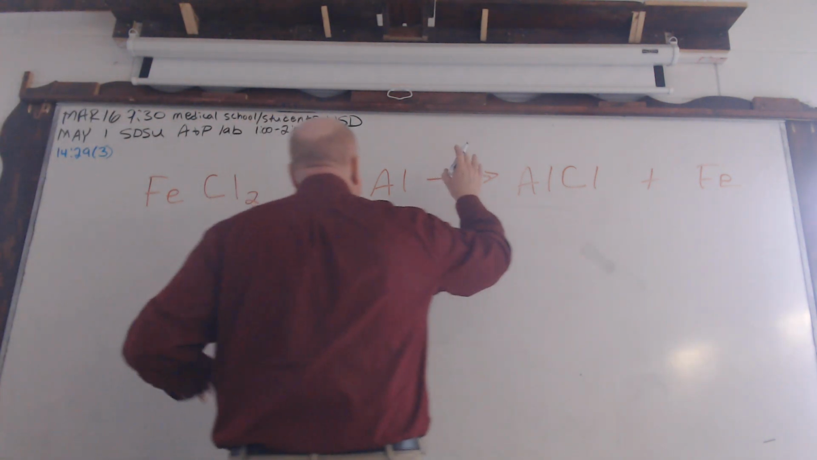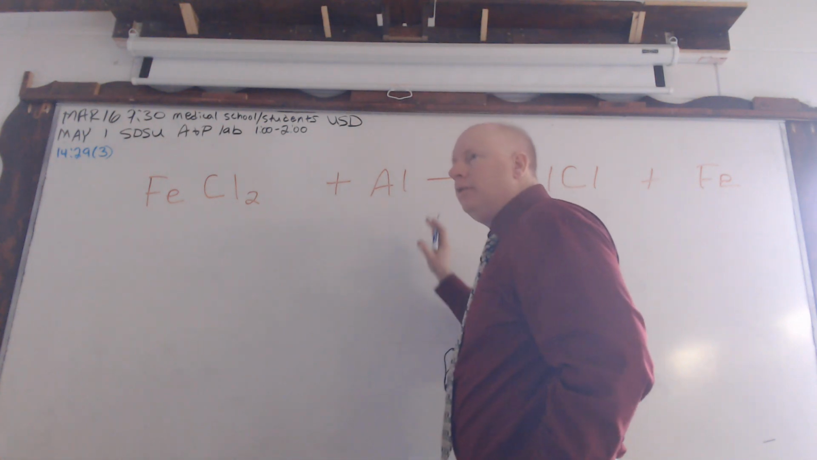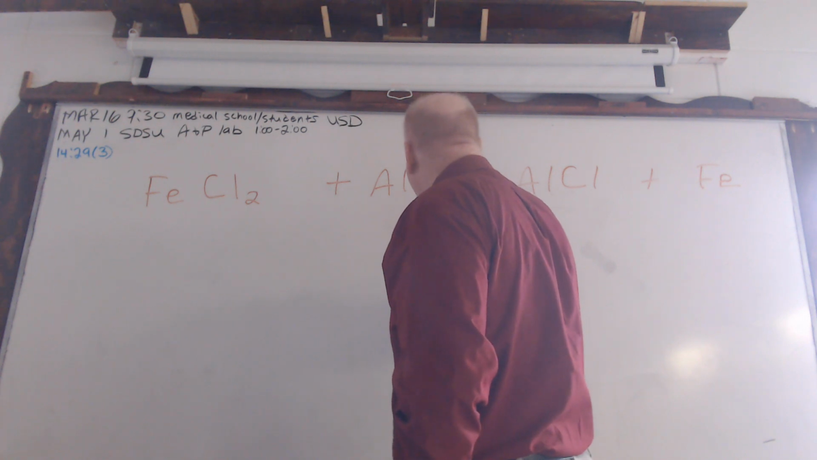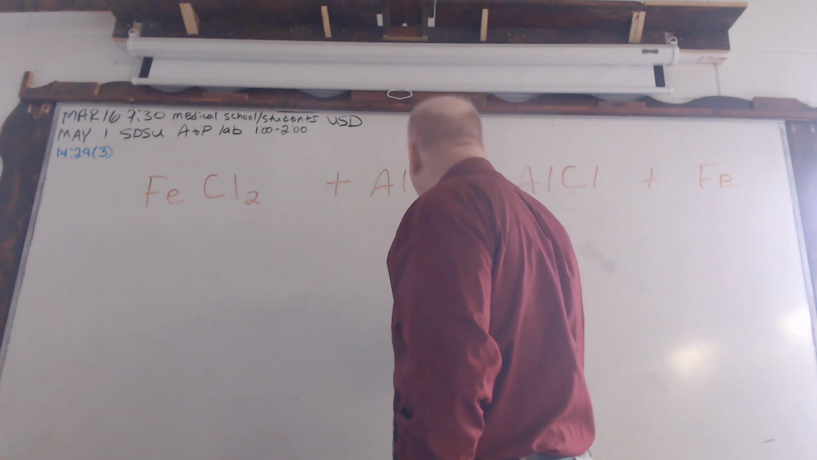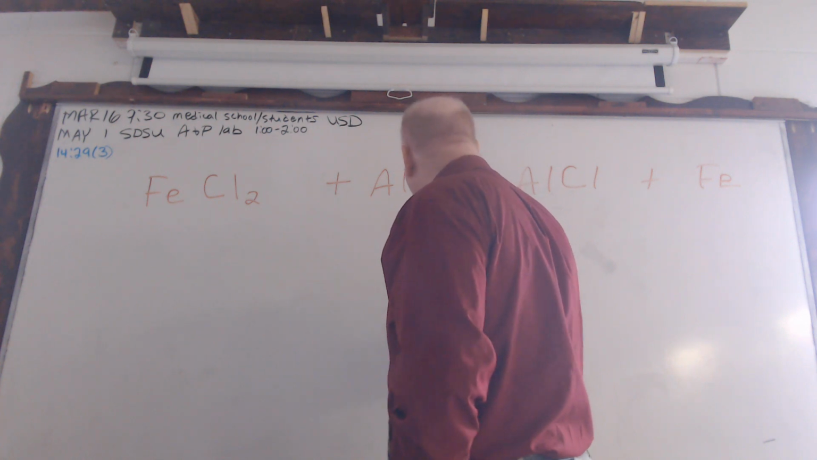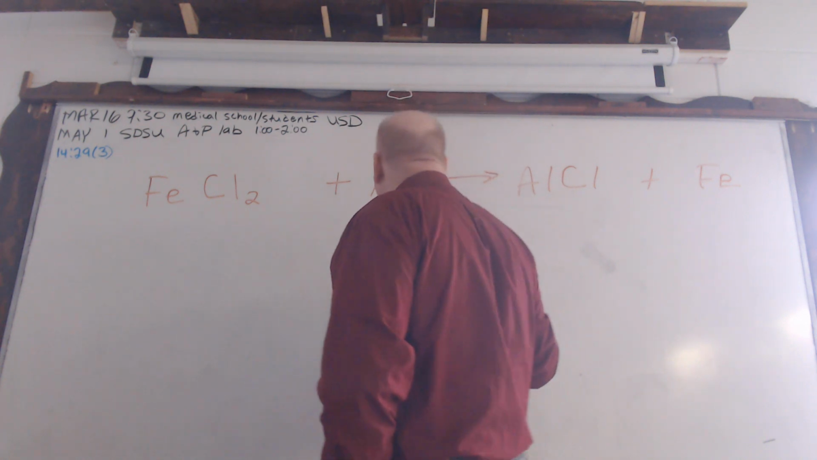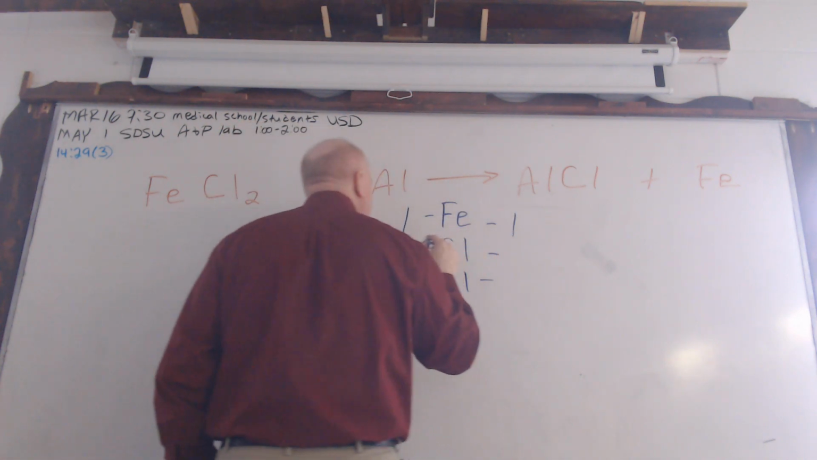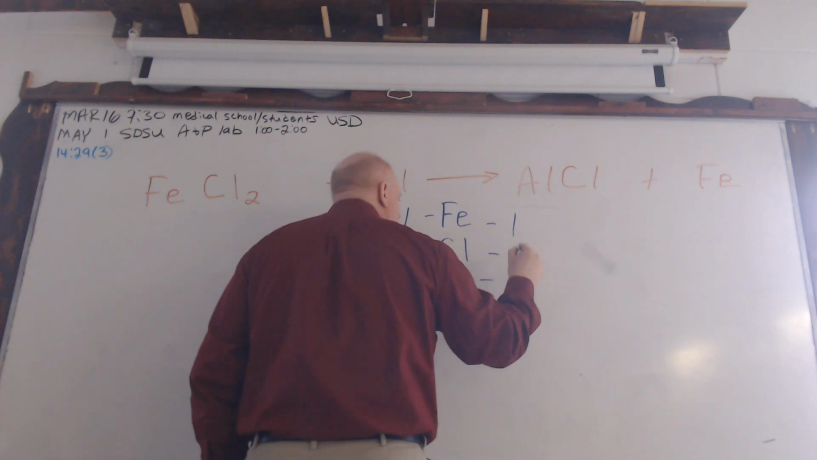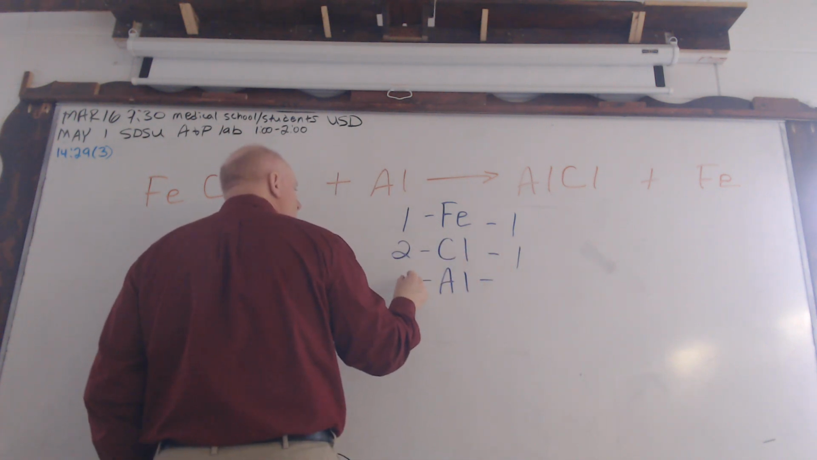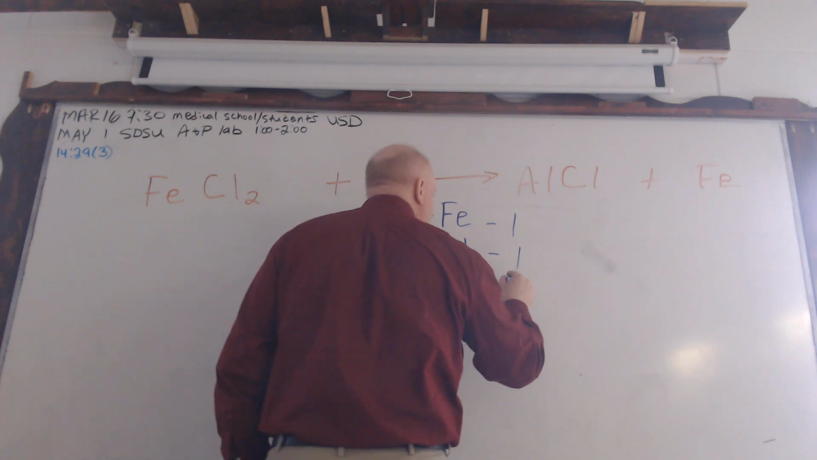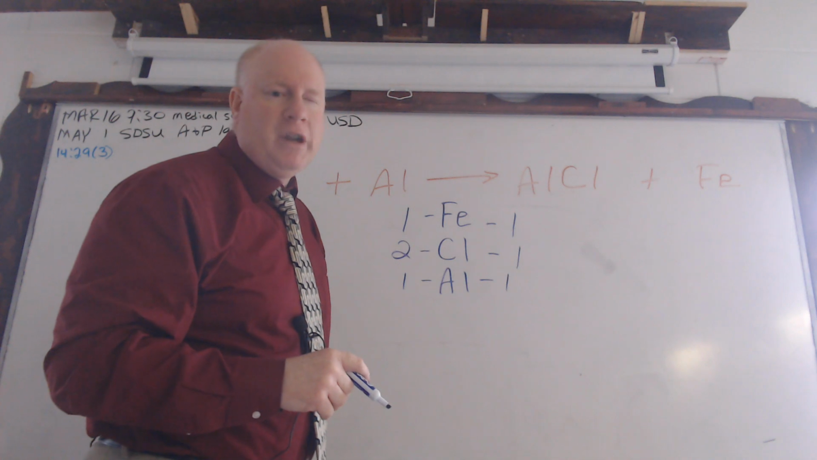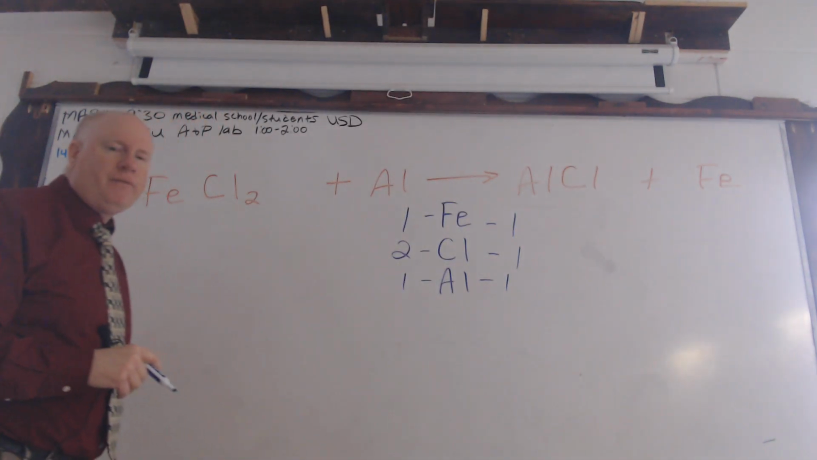So it's fair to say we can go ahead and put our elements down. What elements do we see besides iron? Chlorine and aluminum. So iron's left, 1. Iron's right, 1. Chlorine's left, 2. Chlorine's right, 1. Aluminum's left, 1. Aluminum's right, 1. I'm going to say at 3 minutes and 30 seconds.